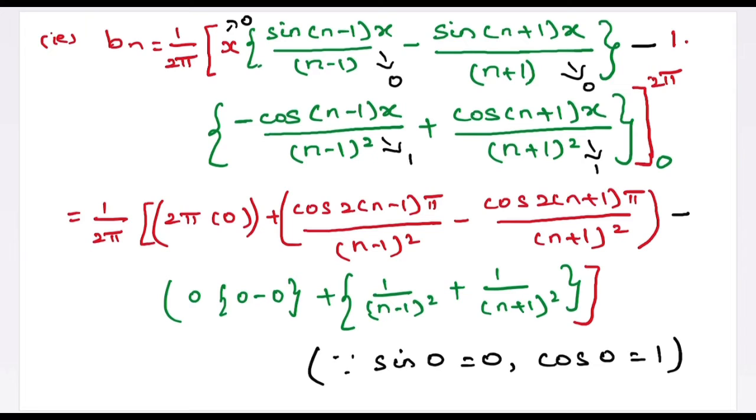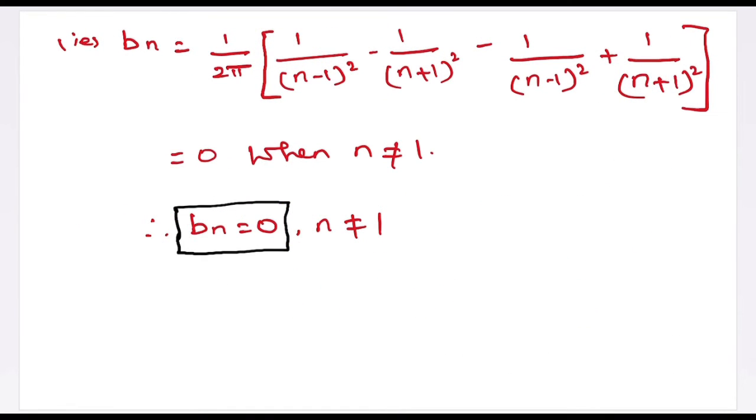Now applying the lower limit, which is denoted in green color, we get first term as x is equal to 0 and also sin 0 is equal to 0. Then minus and minus becomes plus, and since cos 0 is equal to 1, we get second term as 1 by n minus 1 the whole square plus 1 by n plus 1 the whole square. So finally all the terms will get cancelled. We get bn is equal to 0 when n not equal to 1.